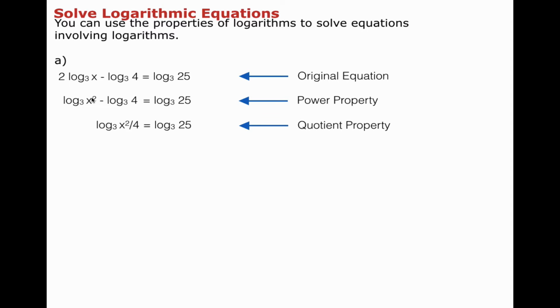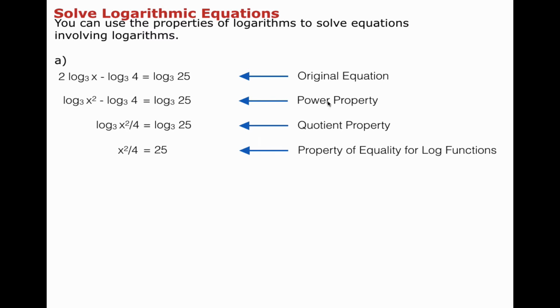So now we can say x squared divided by 4 is the same as what we have up here. You notice we've left this alone. We haven't touched this yet. And so notice we can rewrite this as x squared divided by 4 equals 25. So it's the property of equality for log functions. If I have log base 3 of this and log base 3 of this, that means these two things have to equal each other if this is equal.